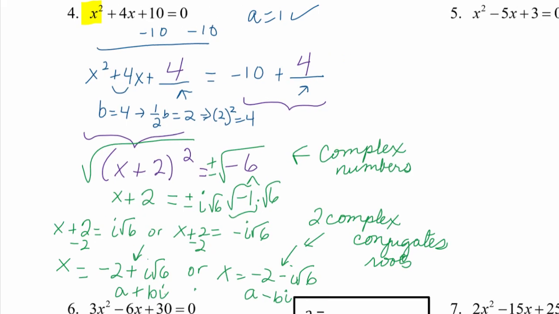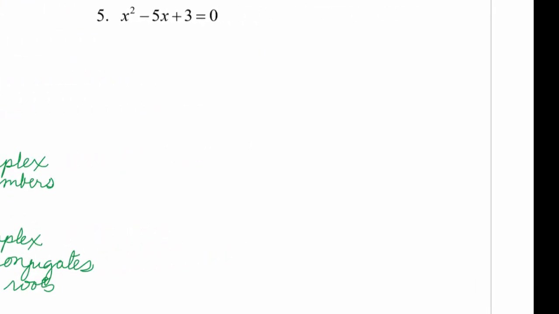All right, let's go to number 5. Again, a is 1. Move the constant. Leave the x squared minus 5x plus, leave room for completing the square. Negative 3 plus, leave room for completing the square. Okay, so now we're going to complete the square.